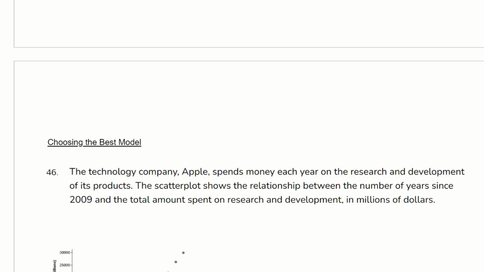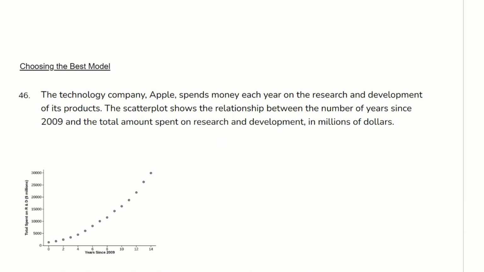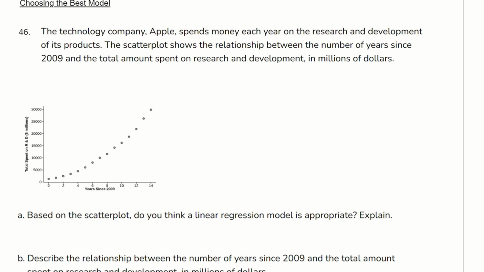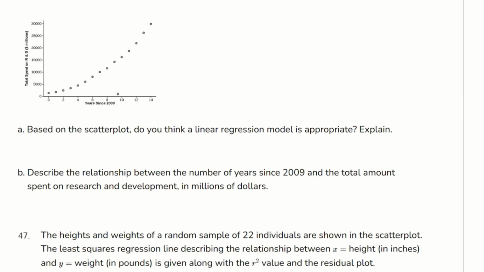All right, so it's number 46. Now we're choosing the best model. The technology company Apple spends money each year on the research and development, R&D, of its products. The scatter plot shows a relationship between the number of years since 2009 and the total amount spent on research and development in millions of dollars. All right, so it looks to be exponential or something like that, or at least power. So it's definitely nonlinear. Based on the scatter plot, do you think a linear regression model is appropriate? Well, definitely not, right? We can see that based off of the scatter plot.